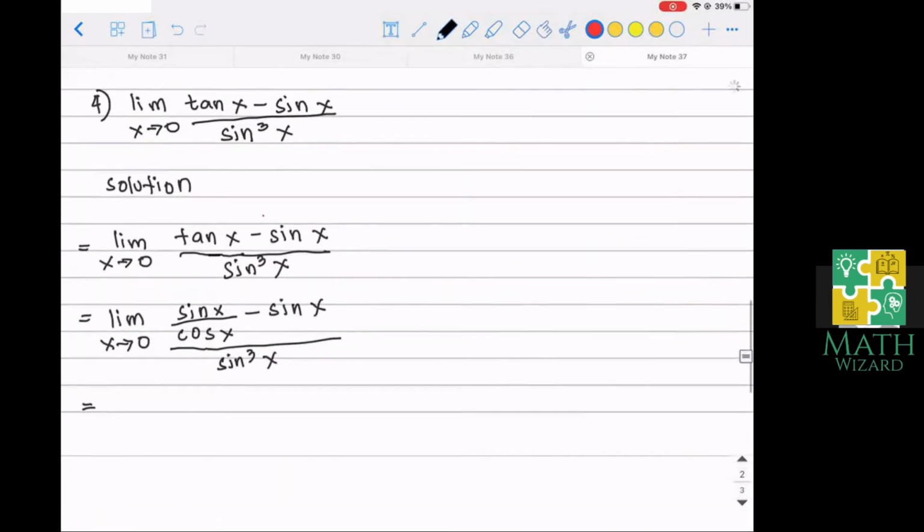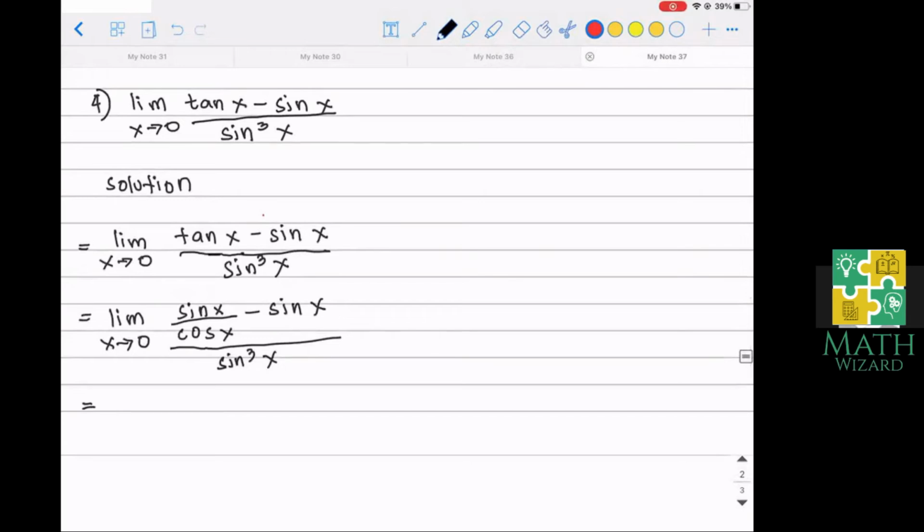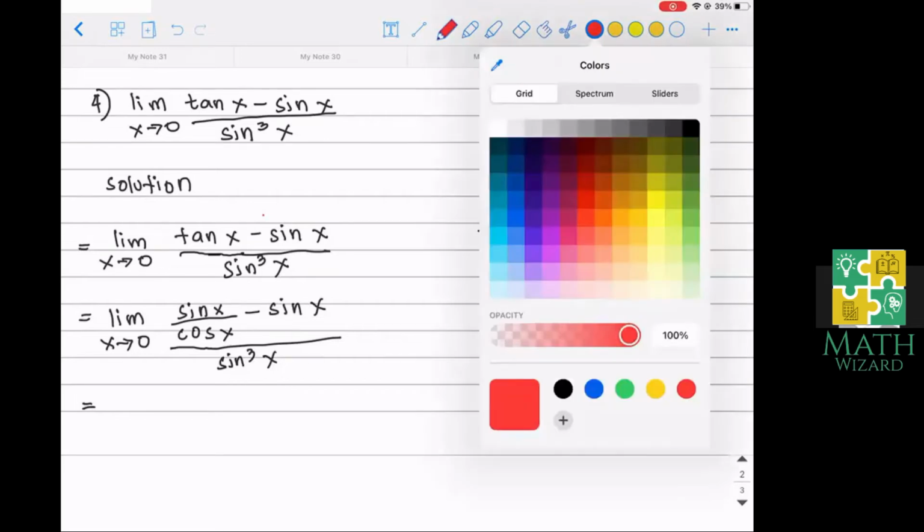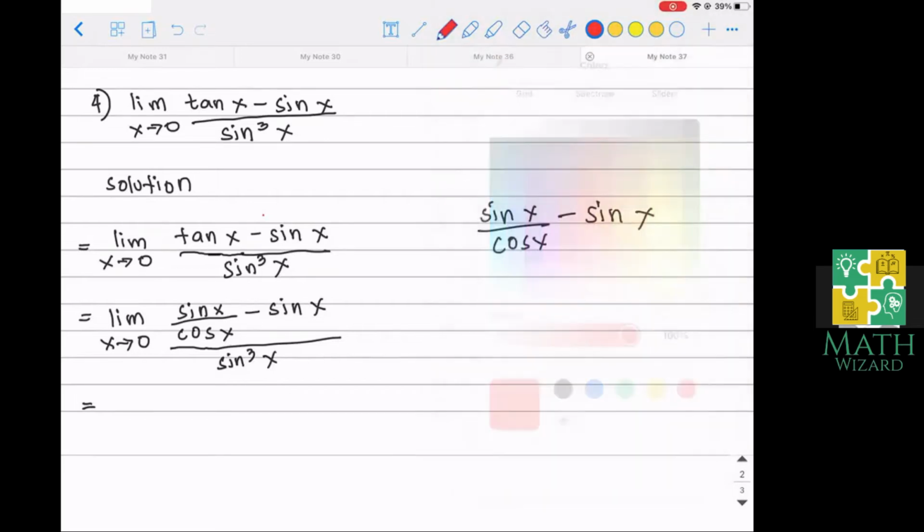Okay. Now, i-combine natin yung sin x over cosine x minus sin x. So, cosine x minus sin x. Paano ba i-manipulate to? Kapag ganito, parang nagmamanipulate lang tayo ng fraction.